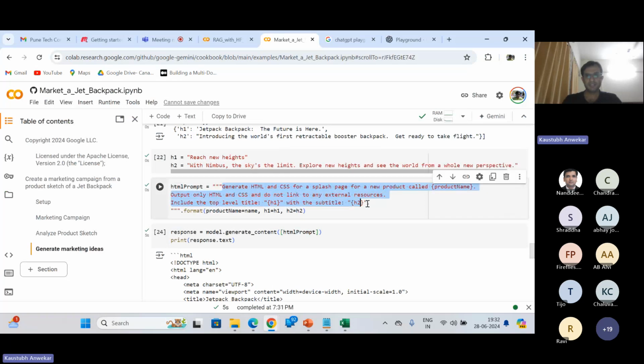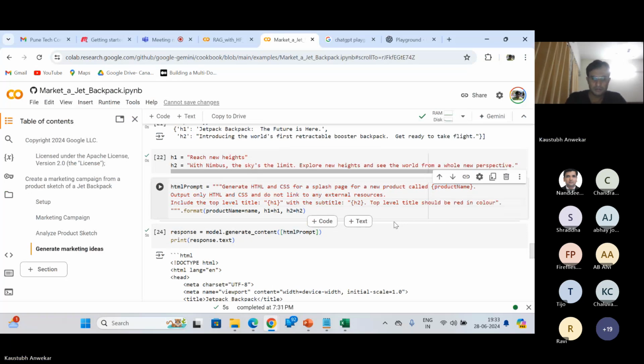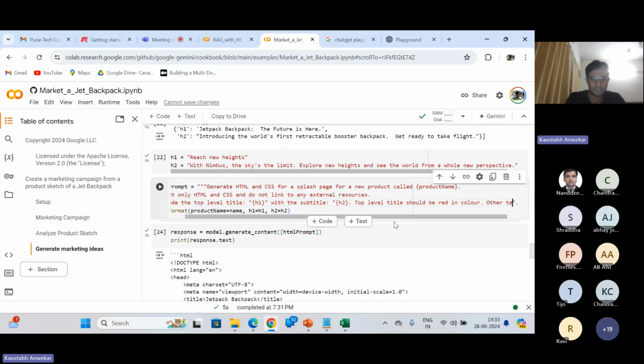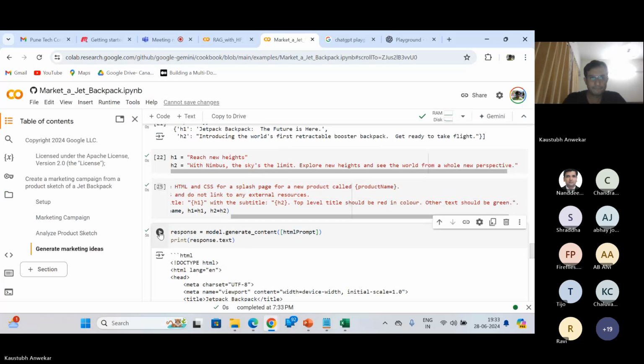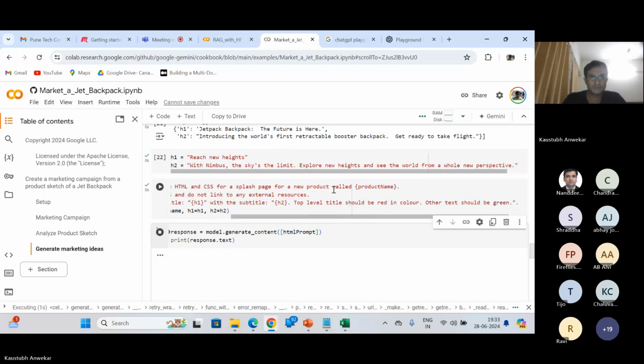Now, if I change the prompt a bit and I say the top level title should be red in color, other text should be green, let's see if it changes. Okay.